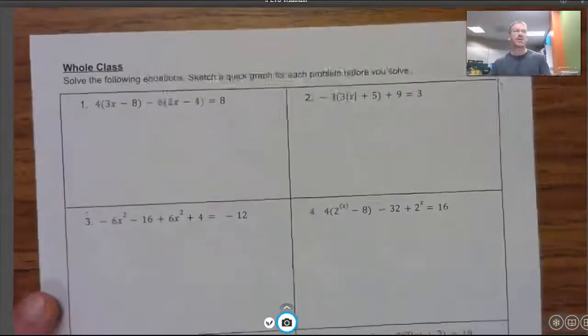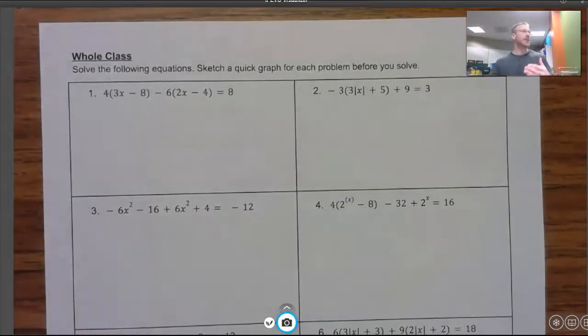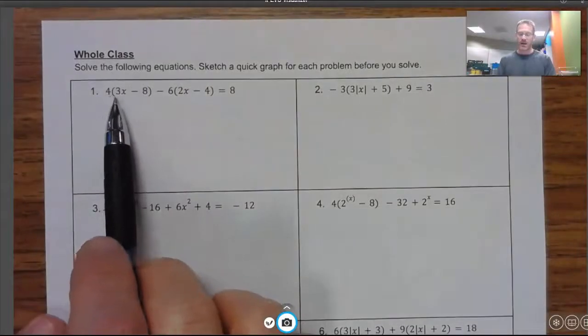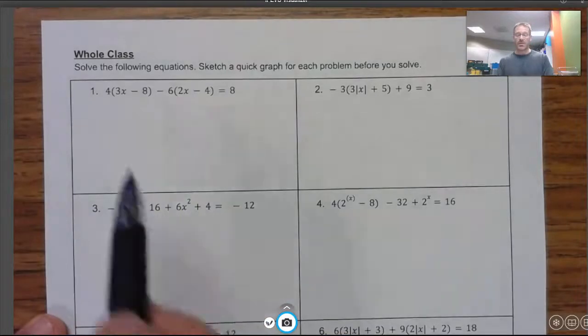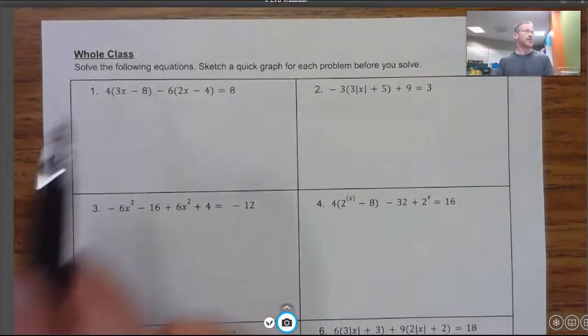So once again, same steps. It doesn't change anything we do at the beginning. It just changes what we do at the end. So first problem here. It's a linear problem. Now I see parentheses. Are they open? Yes, so I can distribute into them.